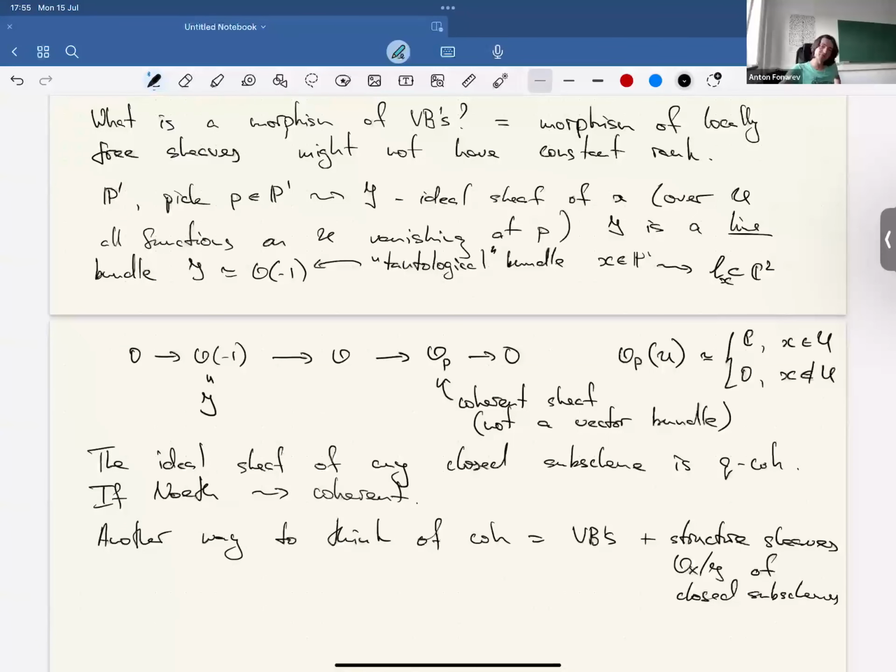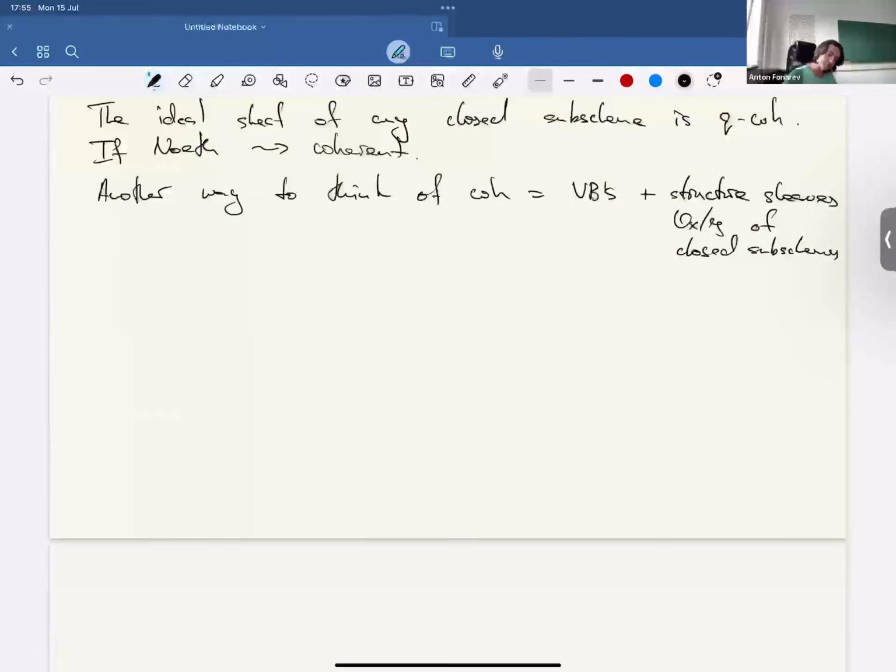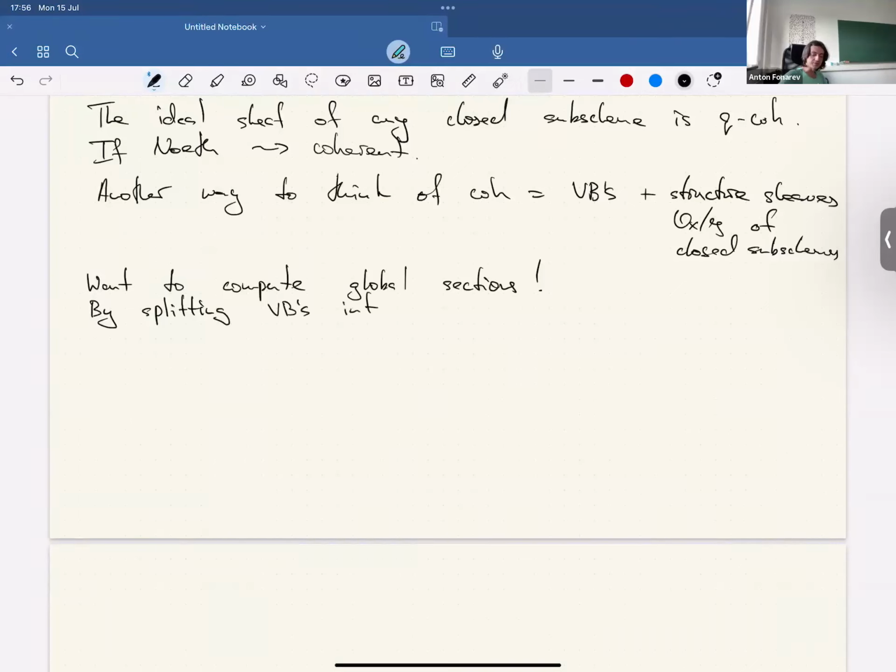However, so far, very little cohomological stuff, but what we really want to do is go back to the very first problem that I stated: what we actually want to do is compute global sections. And we want to compute global sections most of the time by splitting. Sometimes you can compute it by hand, but we want to split our vector bundles into smaller pieces.